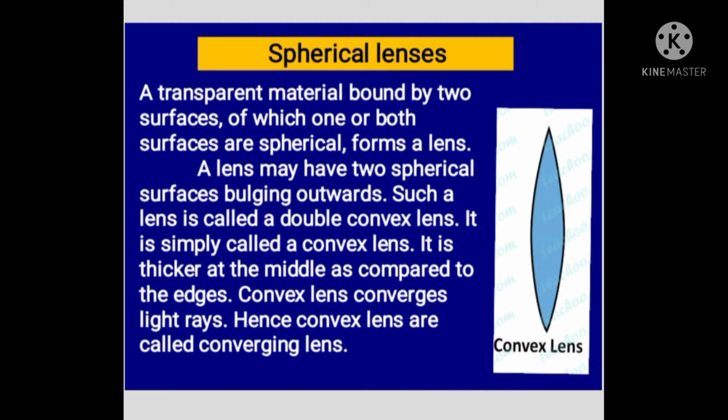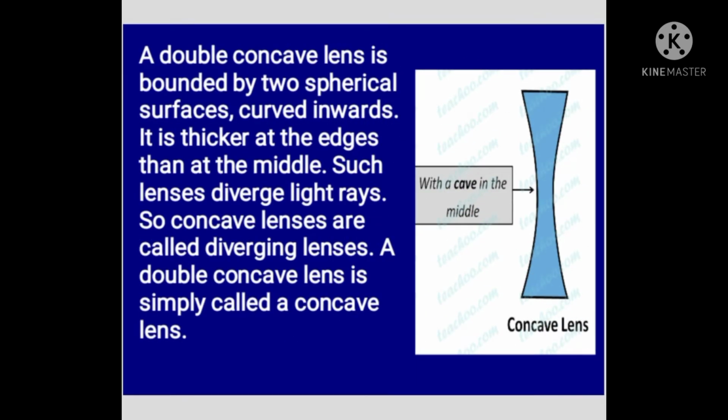It is thicker at the middle as compared to the edges. A convex lens converges light rays. Hence, these lenses are called converging lenses. A double concave lens is bounded by two spherical surfaces curved inwards. It is thicker at the edges than at the middle. Such lenses diverge light rays. Such lenses are called diverging lenses. A double concave lens is simply called a concave lens.